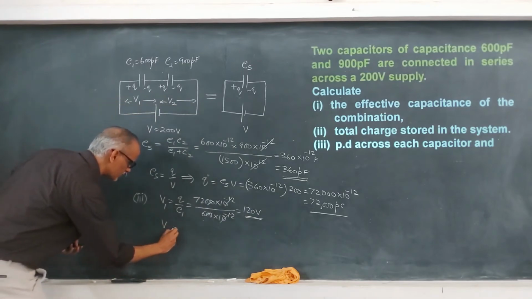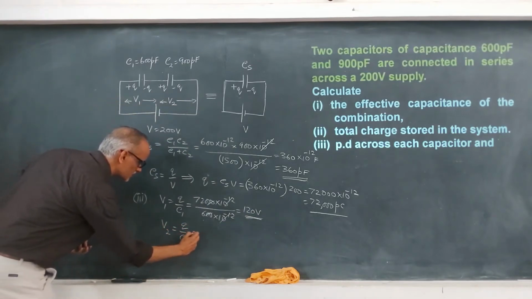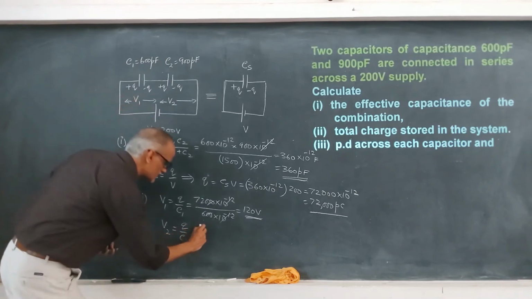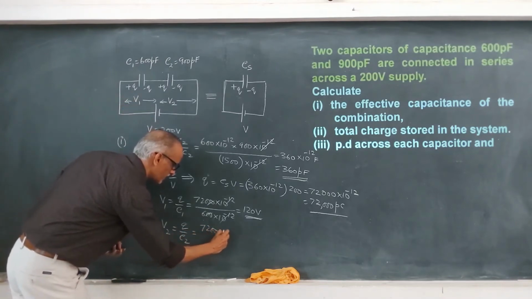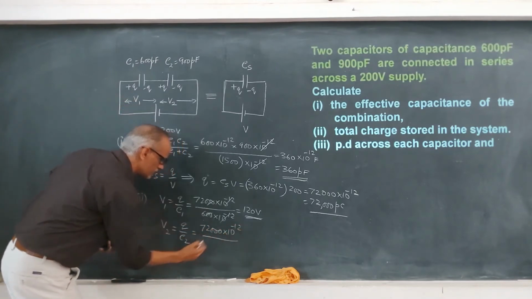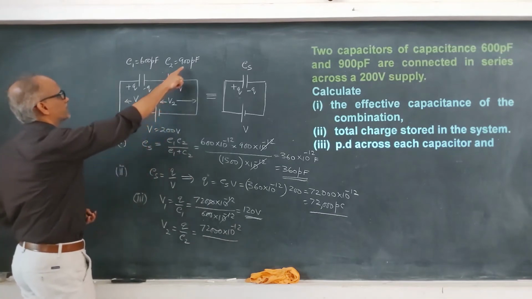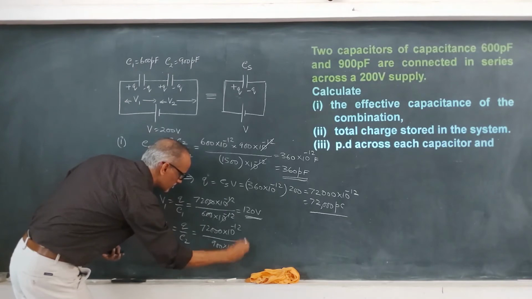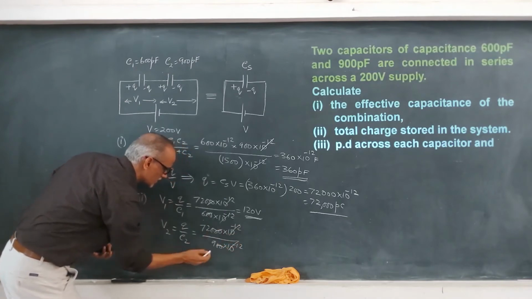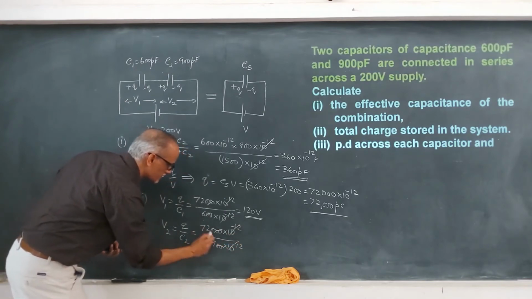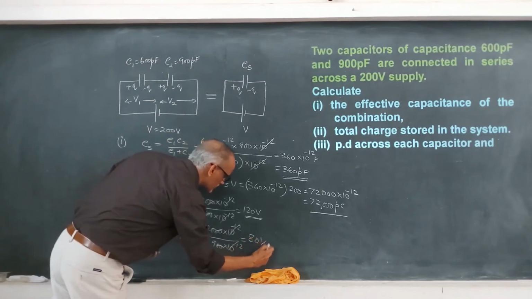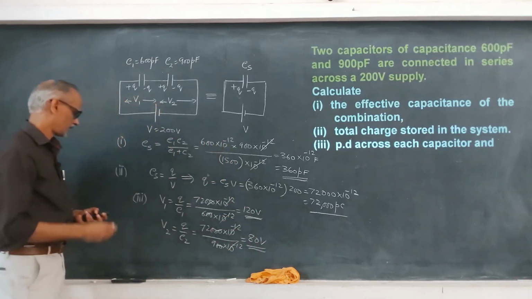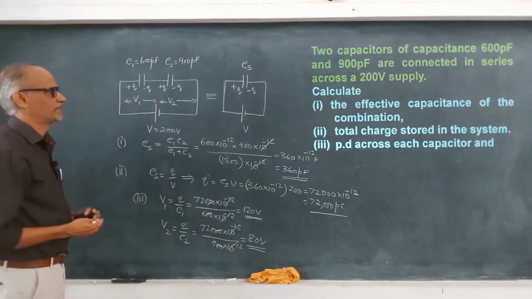Similarly, what is the value of V2? V2 is equal to Q by C2. Q is 72,000 into 10 to the power minus 12 divided by 900, that is 9 into 10 to the power minus 12 again. So this will get cancelled, two zeros. So here 9 eights are 72, we will get 80 volt as the answer. Okay, so we have found the various options.